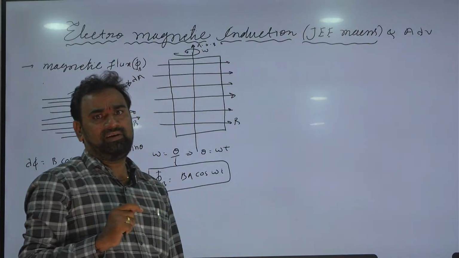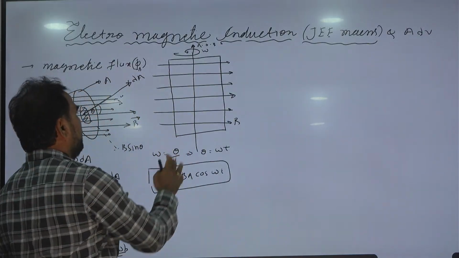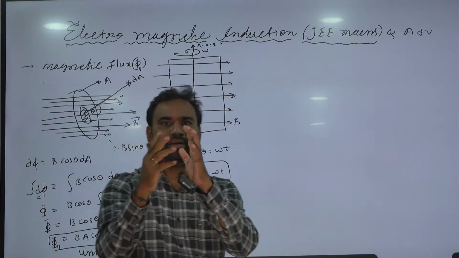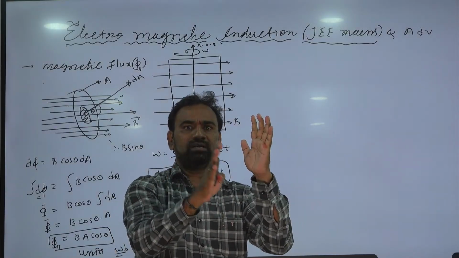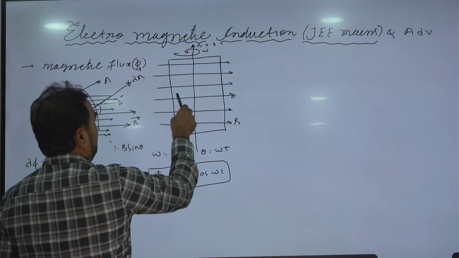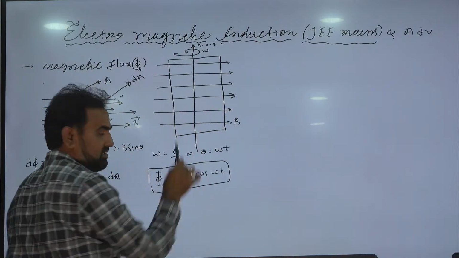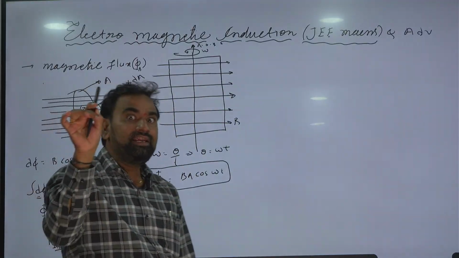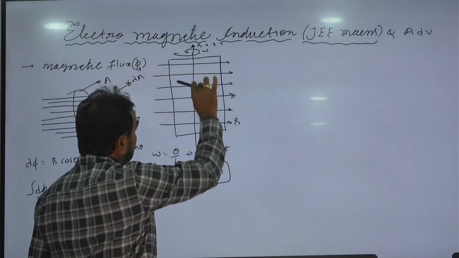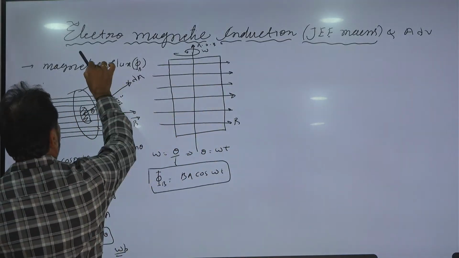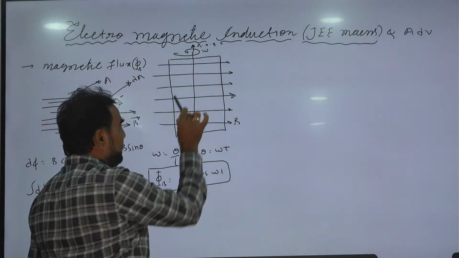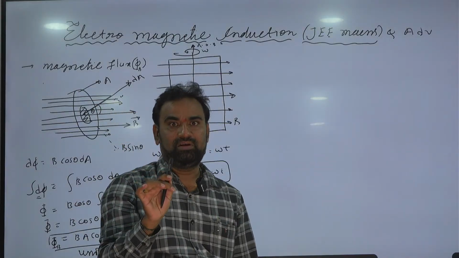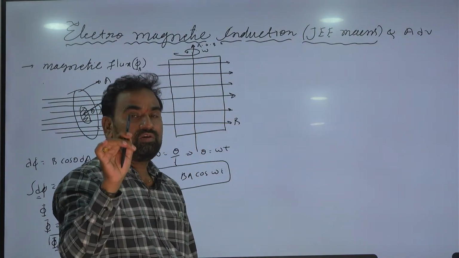Due to variation of the magnetic flux across a coil, suppose this coil is rotating like this. When the coil is rotating, the magnetic flux changes across it. When the magnetic flux is changing across it, an induced EMF is developed across this coil. Due to variation of the flux across a coil, an EMF is induced in that same coil. This phenomenon is called electromagnetic induction.